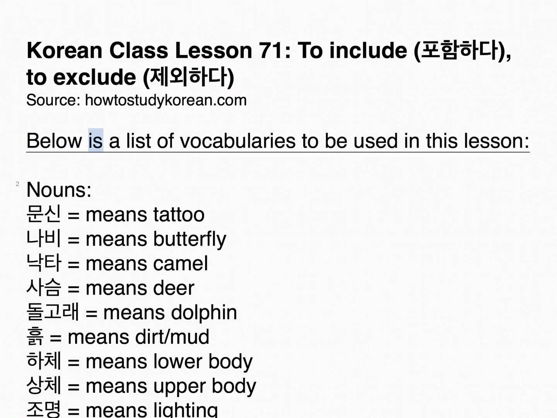howtostudykorean.com. Below is a list of vocabularies to be used in this lesson. Nouns. 문신, means tattoo. 나비, means butterfly. 낙타, means camel. 사슴, means deer. 돌고래, means dolphin. 흙, means dirt, mud. 하체, means lower body. 상체, means upper body.